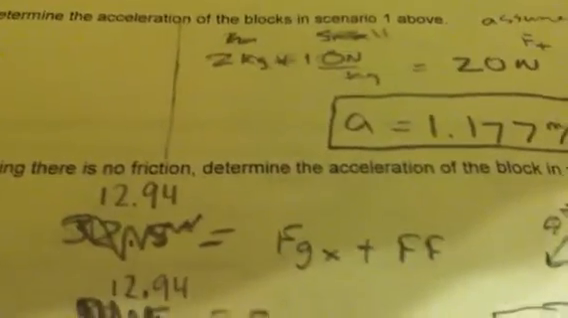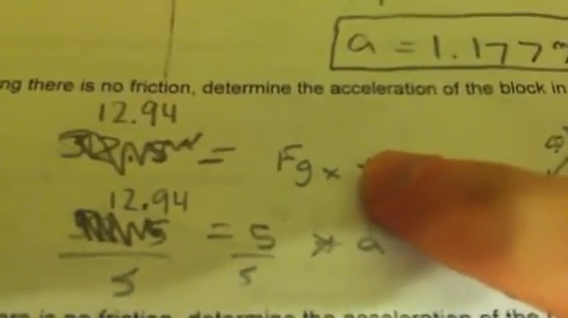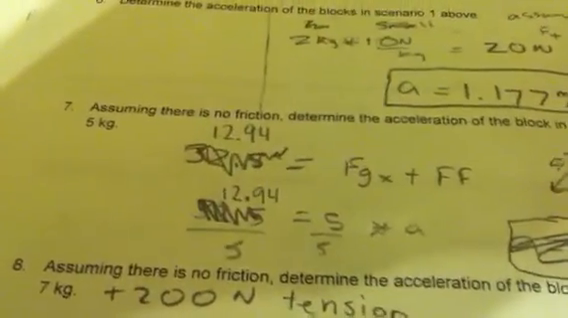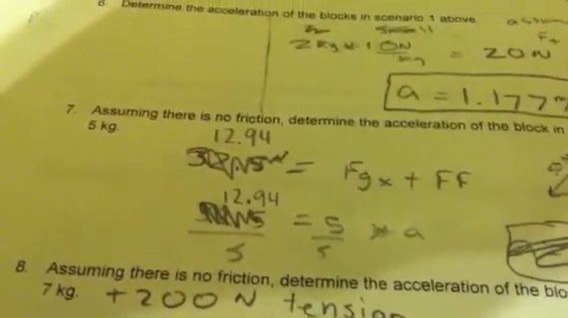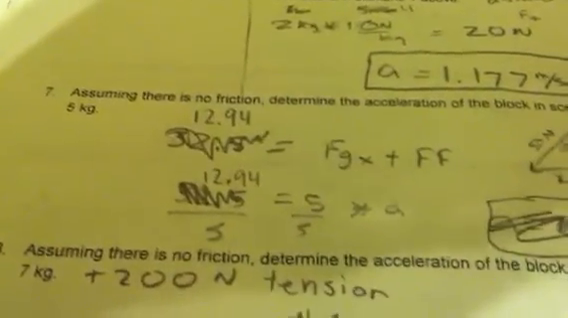So now that's pretty much just showing you what net force is. 12.94 is equal to force gravity plus force friction. So if force friction is 0, then force gravity x equals that, the x vector. So now we have pretty much everything that we need to solve. We know that Newton's second law is force net equals mass times acceleration. We have the mass and we have the net force, so we can divide by 5.